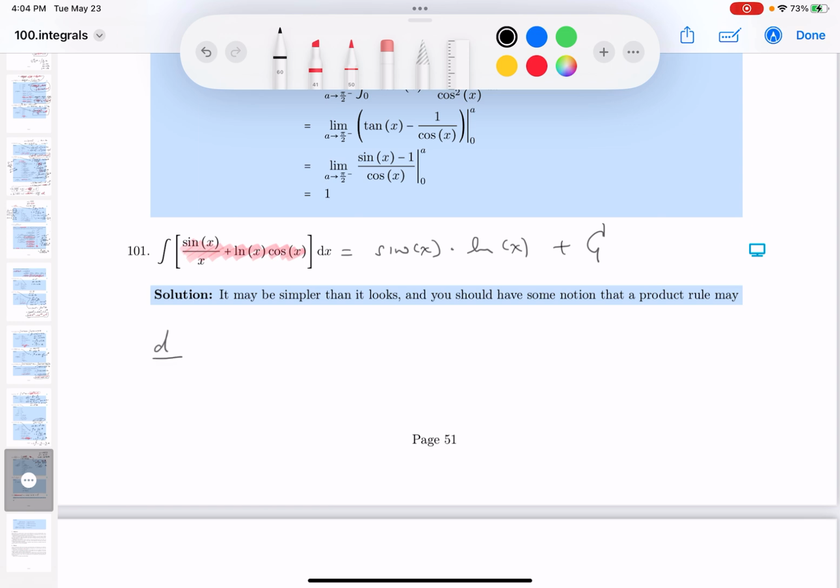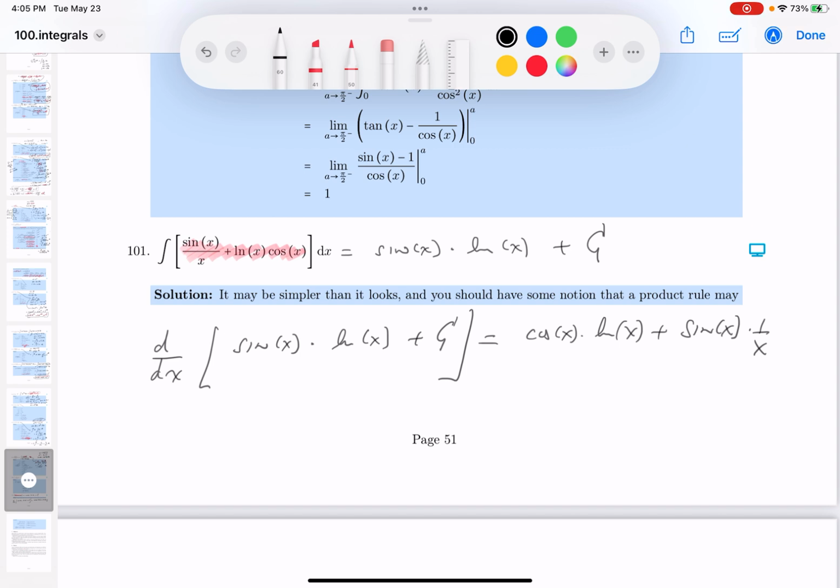So I'll write down d/dx of sine x times the natural log of x plus c. And I'm hoping I can do that derivative pretty simply, by the way. It's always easier for me to do a derivative than an antiderivative. Let's see, derivative of sine is cosine, times ln x. That's going to be plus sine x times the derivative of natural log, which is 1 over x, and the derivative of c is just 0.